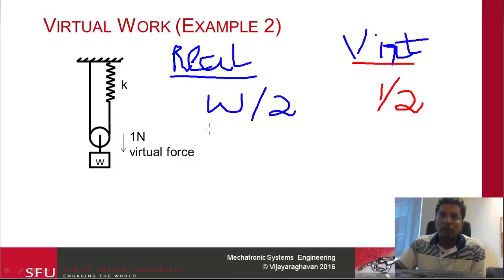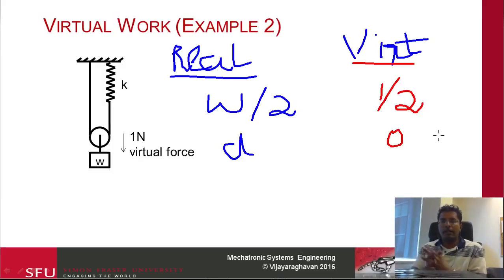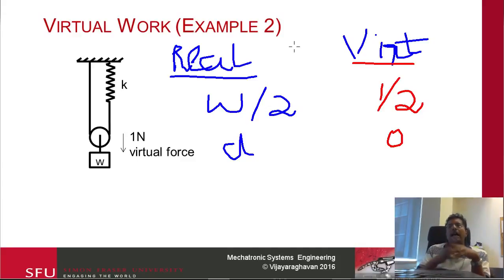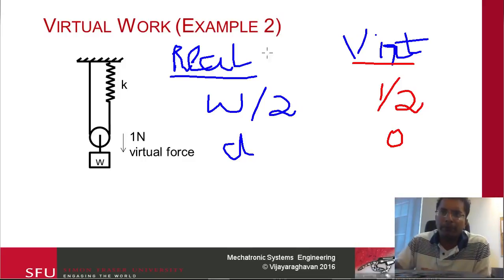Now what is going to happen is we're going to have a real deflection. We'll call that D. The deflection due to the virtual force from our assumption is going to be 0. So this is the thing you need to keep in mind. Now what we do is kind of a tricky assumption. We assume that this 1 Newton virtual force had always existed, and then whatever extra displacement happens is also doing work against this virtual force.